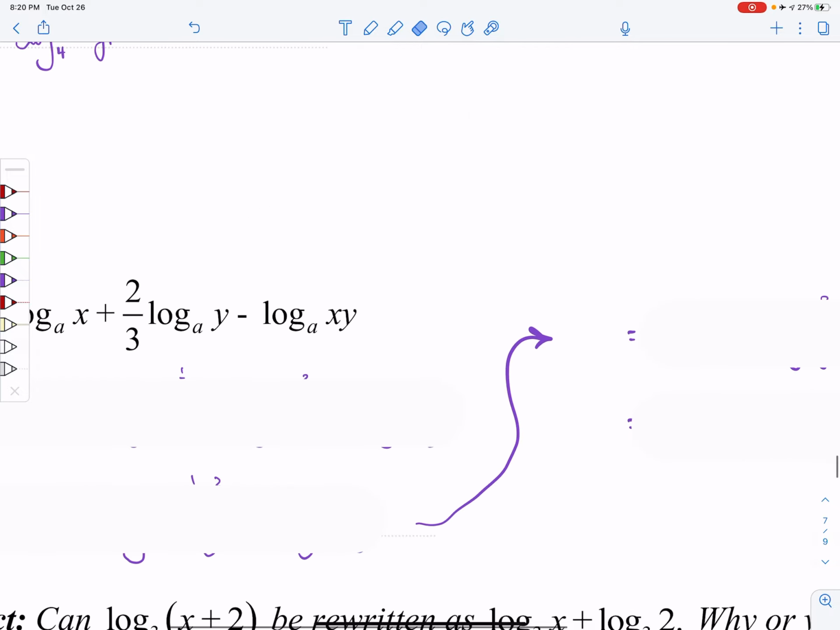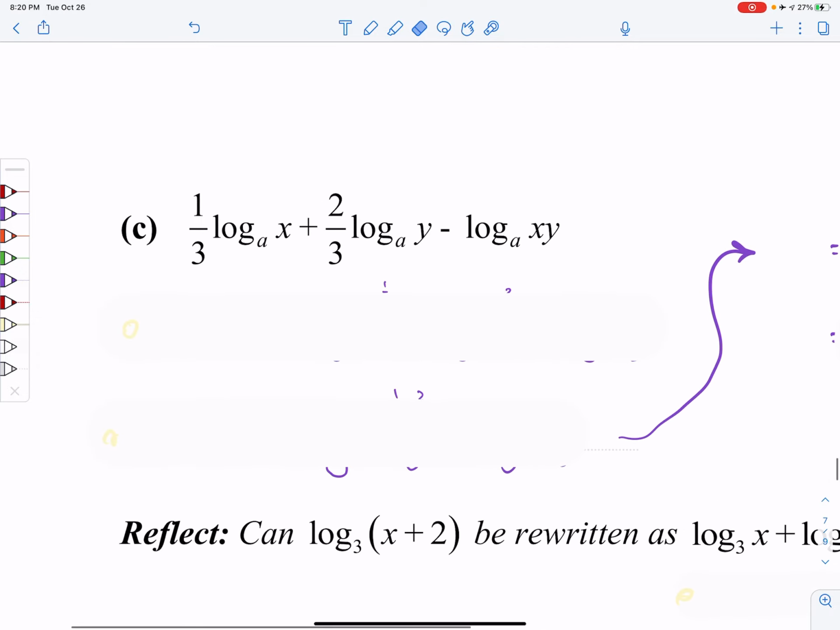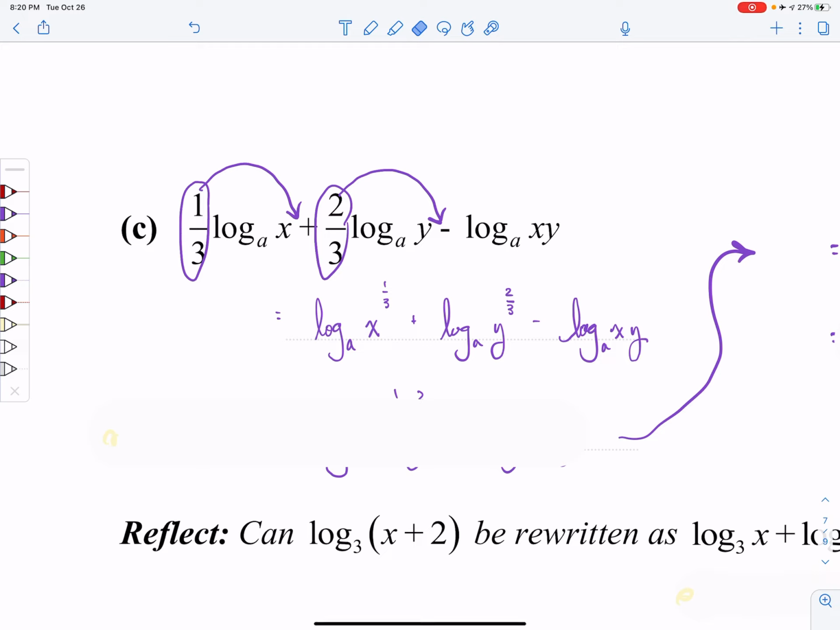All right, let's go to part C. This one is a little lengthy. I had to use 2 columns on this one. Once again, let's take this and replace it as a power. This as well, replace it as a power. So that'll be the very first thing that I do. So notice my 1/3 is a power and my 2/3 is a power. The last term I just copied. I didn't do anything with it.